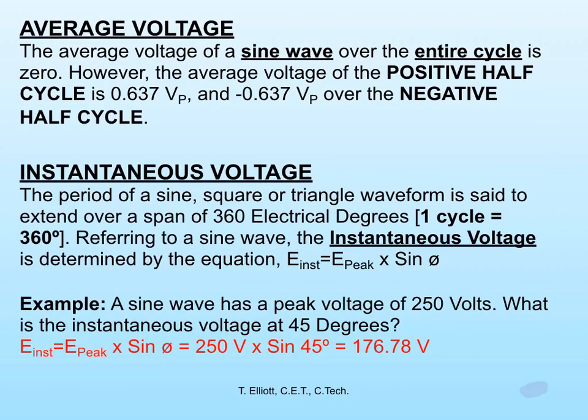Okay. Average voltage for a sine wave over the entire cycle is 0. That's because the positive half and the negative half are symmetrical, and if you average them out, it's actually 0. Instantaneous voltage, so there's a formula down here which you can use to solve for the instantaneous voltage at any point in the sine wave, and we'll talk more about the degrees a little bit later.